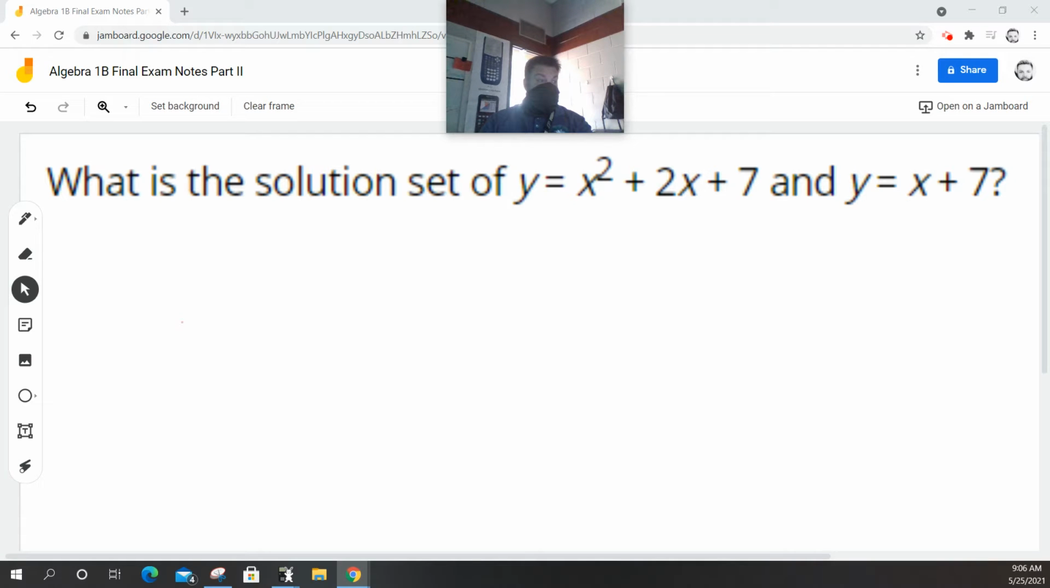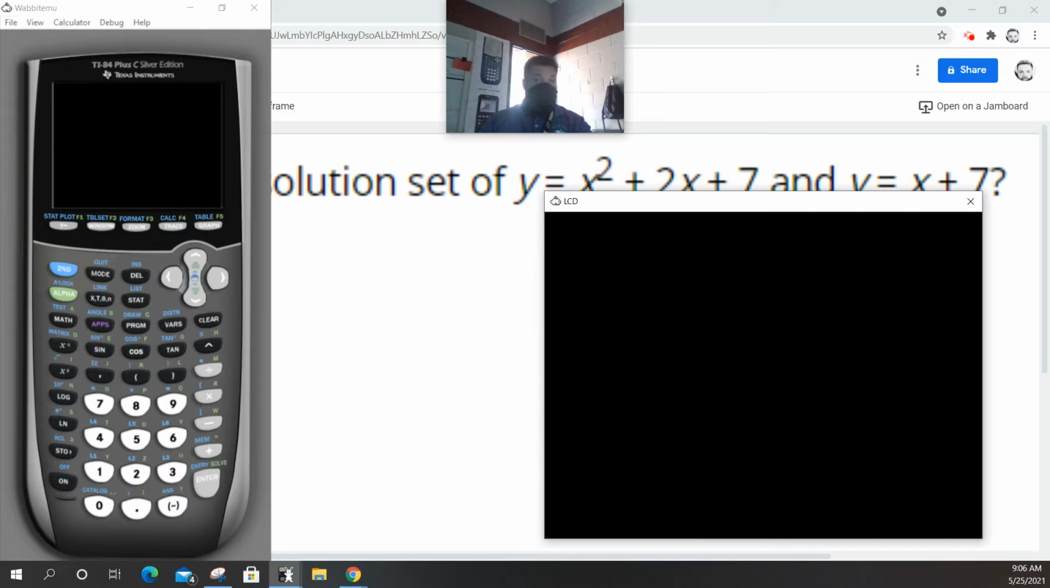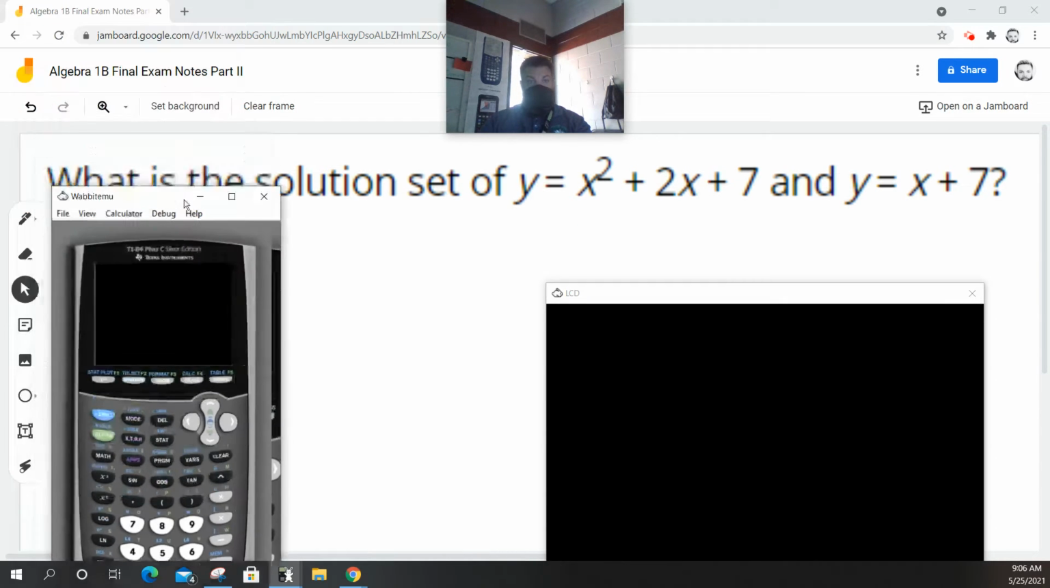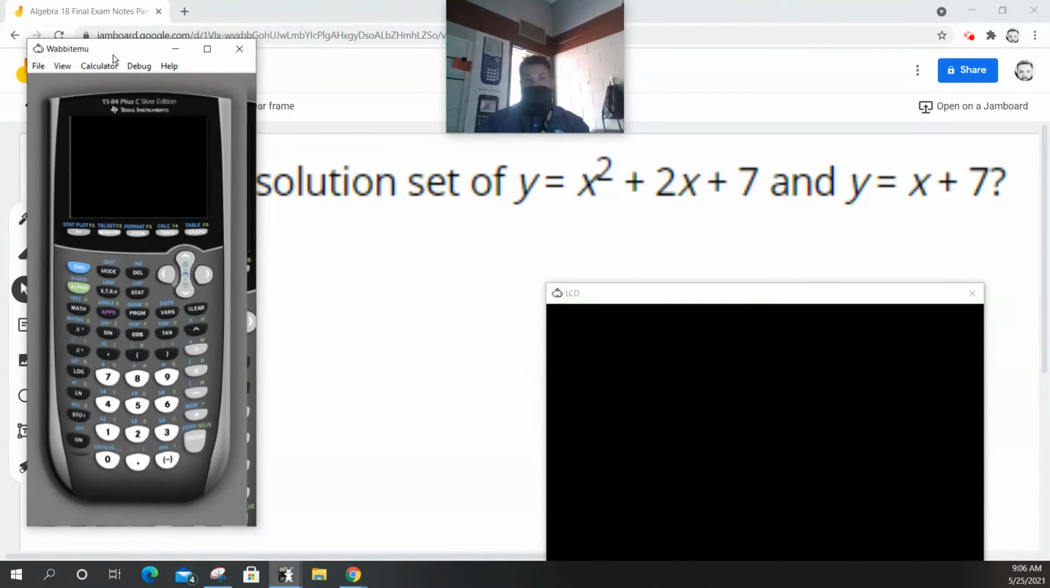All right, so now for this next one, it says, what is the solution set? So let me move my little thing out of the way. It says, what's the solution set of y equals x squared plus 2x plus 7 and y equals x plus 7? Now, I can solve the solution set by simply graphing both these functions and figuring out where they intersect, okay? So that's what I'm going to do.